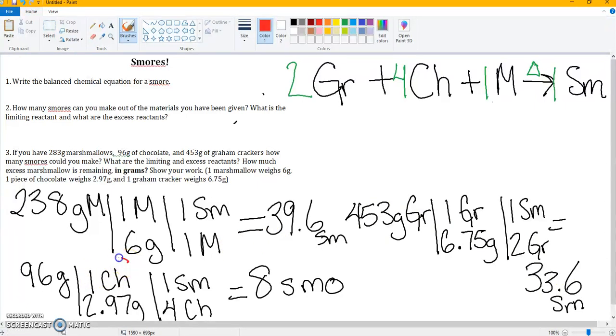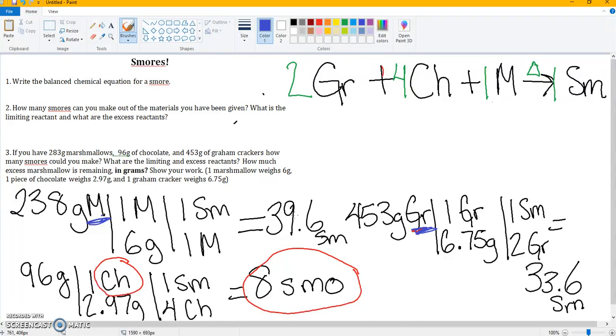So again, chocolate is my limiting factor because it makes the least amount of s'mores. I run out of it first. And graham crackers and marshmallows are my excess because I have plenty of them, or I have lots left over. Okay? So far we have answered how many can I make? I can make 8 because of my limiting factor. Chocolate is my limiting reactant. Graham crackers and marshmallows are my excess reactants.